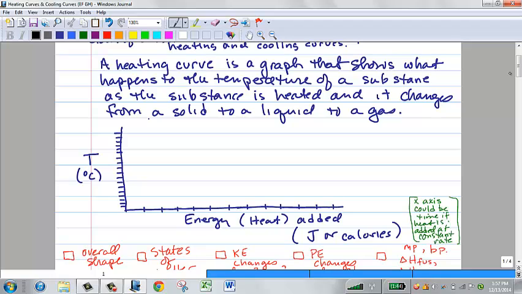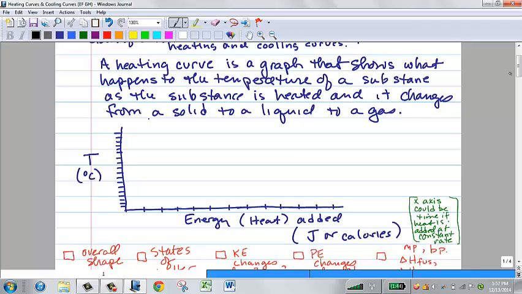Adding heat, or the amount of heat added, is the independent variable. A cooling curve is the opposite. It's a graph that shows what happens to the temperature of a substance as the substance is cooled. Temperature appears on the y-axis as the dependent variable. Typically there, we would be starting with a gas, and as we cool it, it would condense to form a liquid, then we would cool the liquid, and it would freeze to form a solid.